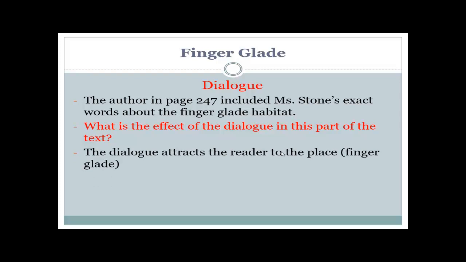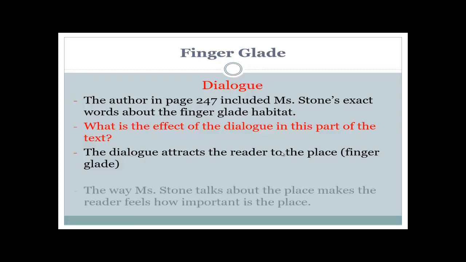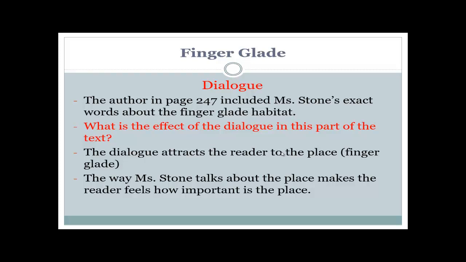Okay, if you check page 247, you will find that the way Miss Stone talks about the finger glade habitat attracts you as readers to the place. Also, the way she talks about the place makes the reader feel how important the place is. She makes us feel how the place is so important.